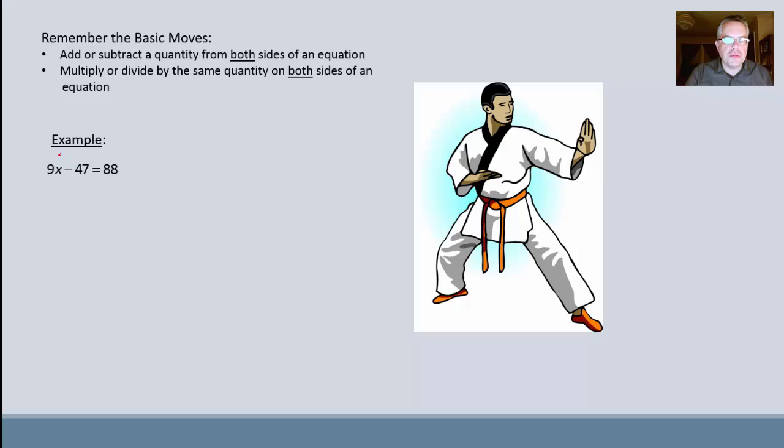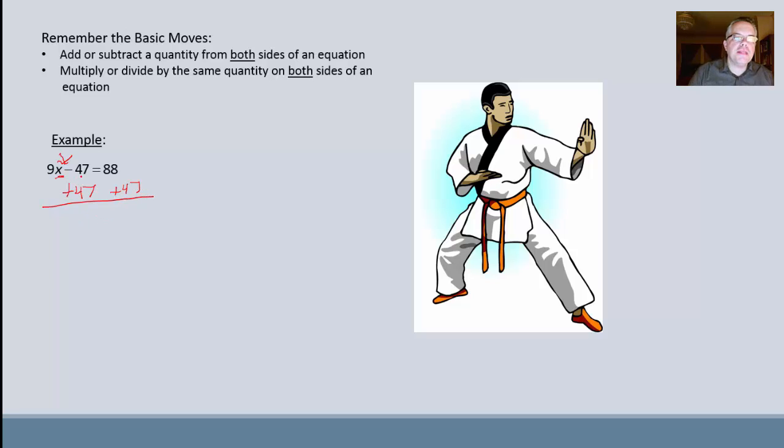Those are my tools. So when we're using basic moves to solve an equation, we have to think about getting x by itself. So here we want to get this by itself. We're going to add 47 to both sides. We want to get rid of the minus 47. So what we do to one side, we do to the other side of the equation.